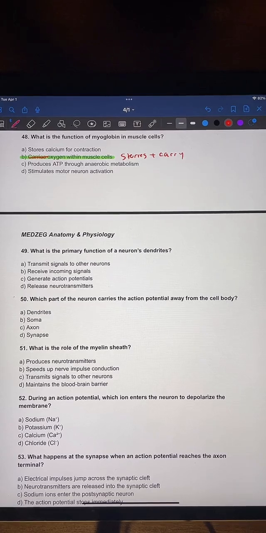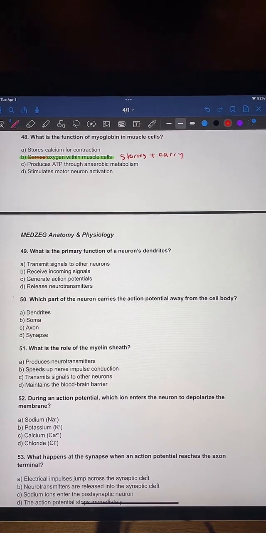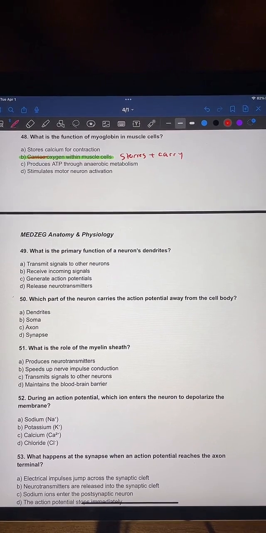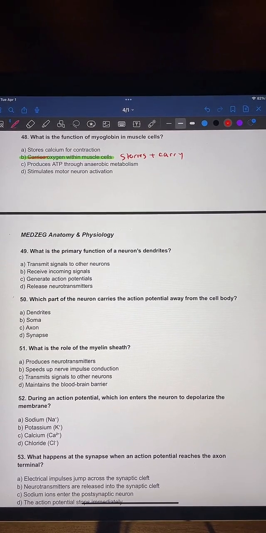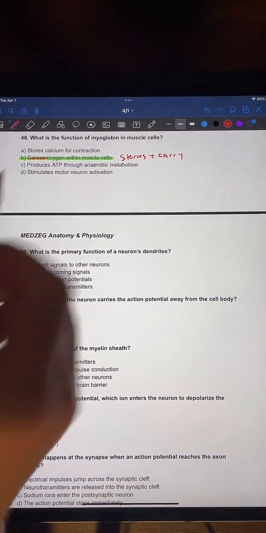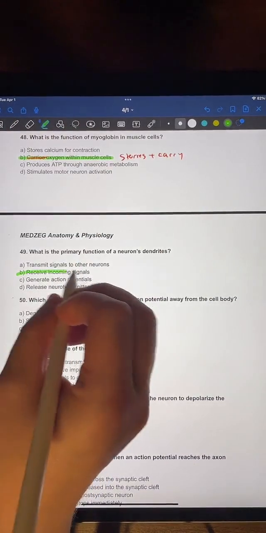Meaning that they go to doing this more, allocating more time to more practice tests. The answer to 49, what is the primary function of a neuron's dendrites, is B. It is to receive incoming signals.